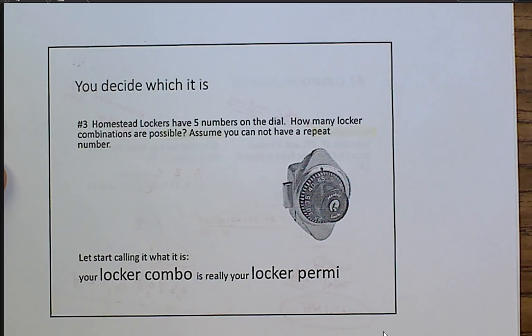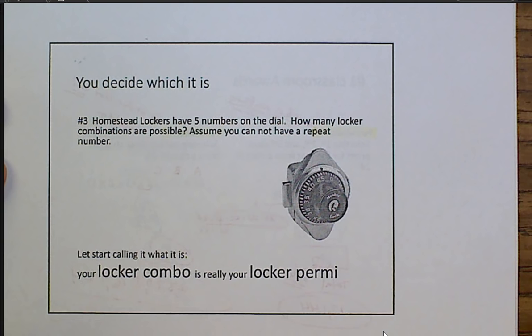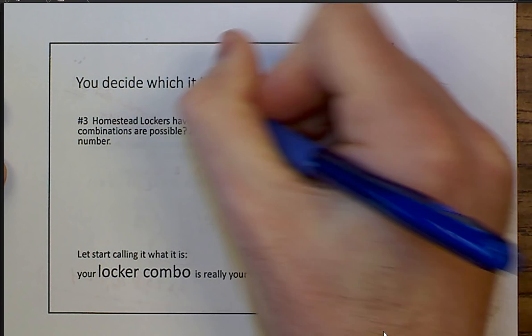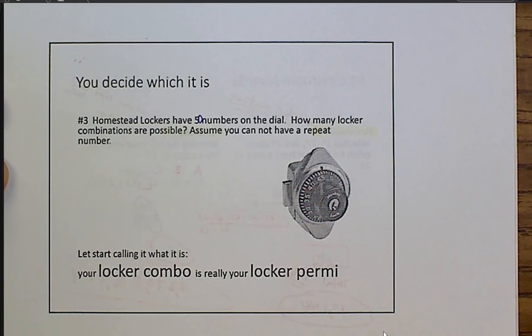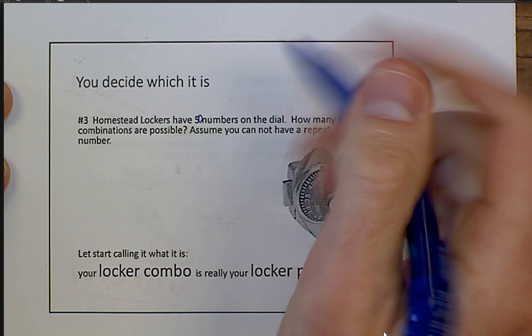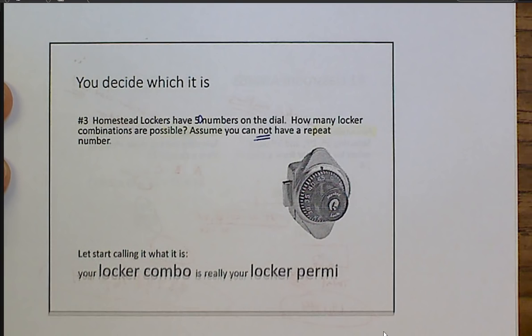This is kind of a fun example. There's an error here. There should be 50 numbers. There's not 5 numbers on the dial. There's 50 numbers, right? 0 through 49. So Homestead lockers have 50 numbers on the dial. How many locker combinations are possible, right? We always refer to these as locker combinations. What's your locker combo, right? How many combinations are possible? Assume that you cannot, for the sake of the example, have a repeat number.